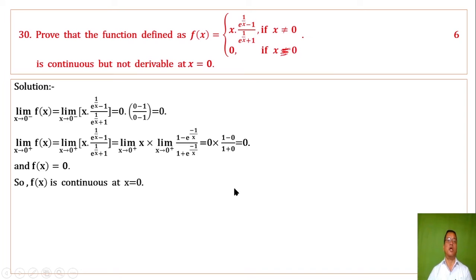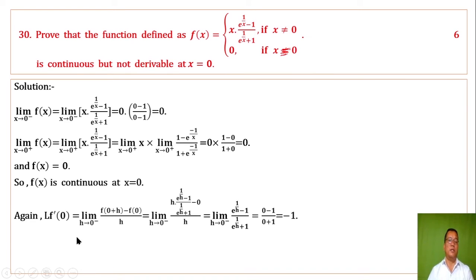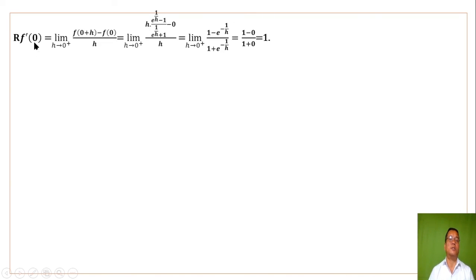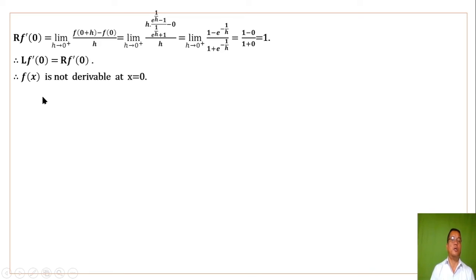For derivability, the left-hand derivative at 0 has the formula this. Put the respective values, taking the limit, we get minus 1. The right-hand derivative at 0, denoted by Rf dash 0, has the formula this. Put the respective values and divide e to the power 1 by x in numerator and denominator. We have this, taking the limit 1 minus 0 by 1 plus 0, whose value is 1. Therefore, the left-hand derivative at 0 and the right-hand derivative at 0 are not equal. Therefore, f of x is not derivable at x equals 0.